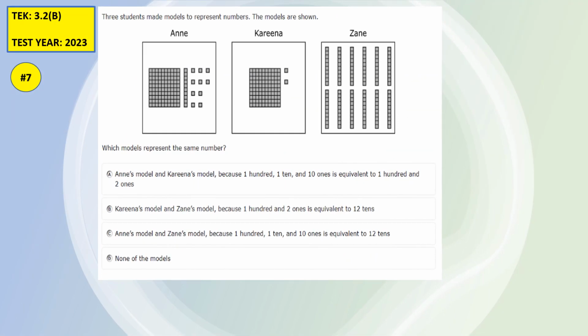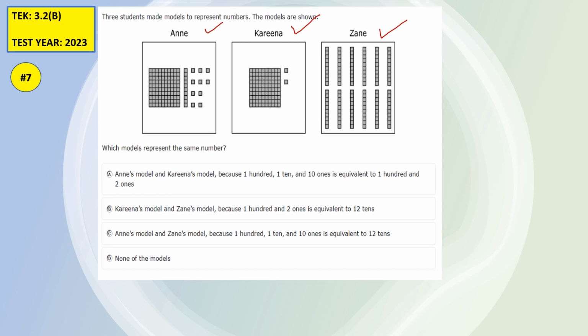At number 7. 3 students made models to represent numbers. The models are shown: Anne's model, Karina's model, and Zane's model. Which models represent the same number? So you're looking to determine which 2 models represent the exact same number.